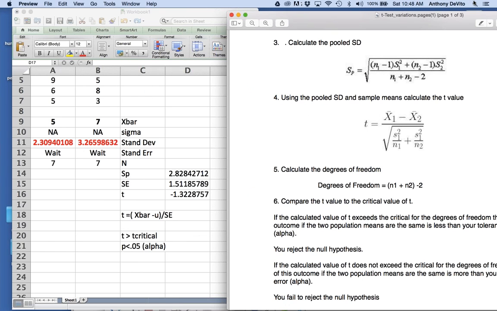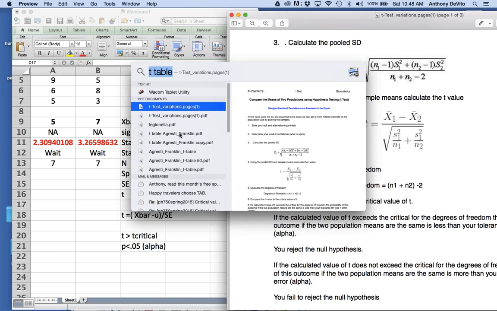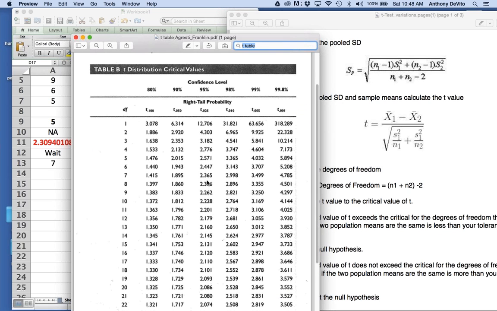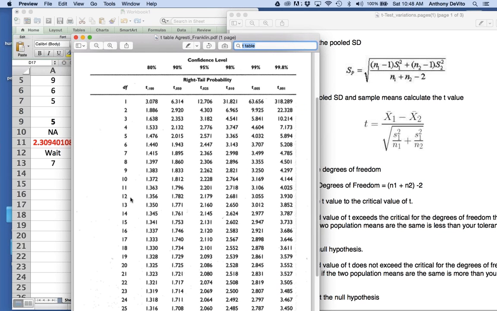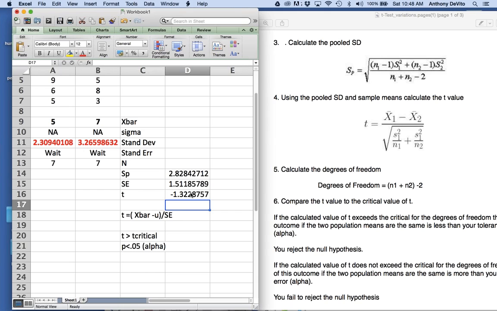Okay, the t-table critical value for degrees of freedom equals 12 is going to be 2.179. And if I look here, I have not exceeded my critical value of t. So my p-value is greater than 0.05, not less than 0.05, which is greater than alpha. So I fail to reject my null hypothesis.